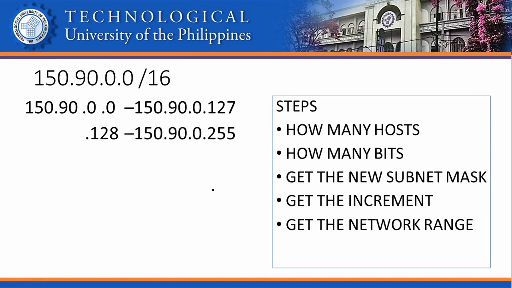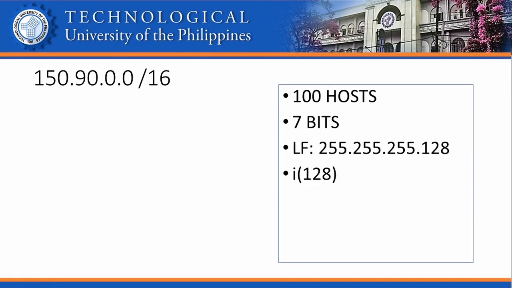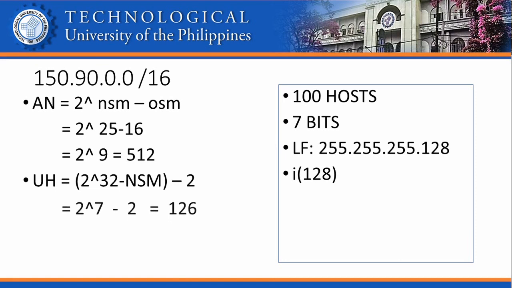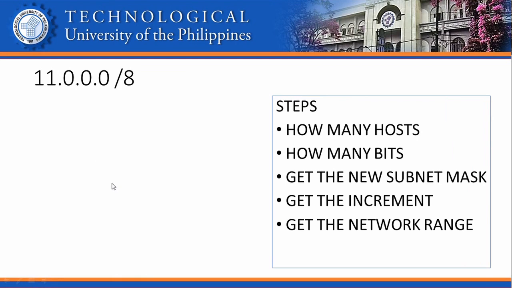Kunin naman natin yung actual network na na-produce natin in subnetting. So, for actual network, 2 raised to 25 minus 16 is equals to 512. 512. No? And for usable host, we have 126. By using those formulas lang, no? Memorize lang to. Easy lang, no? Okay, so proceed tayo sa last example natin for the host requirement.